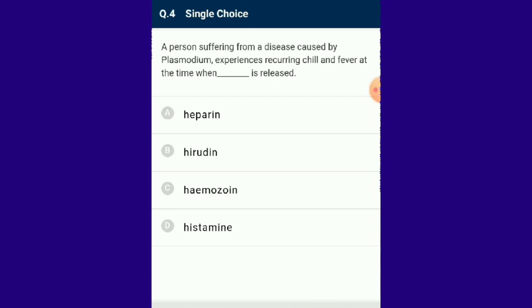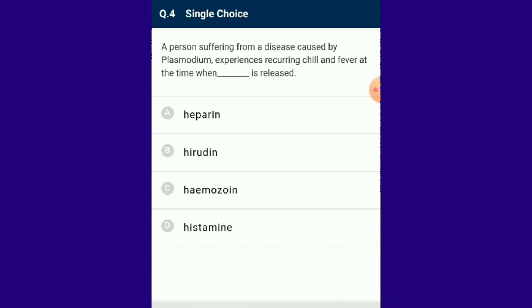Question number 4. A person suffering from a disease caused by Plasmodium experiences recurring chill and fever at the time when DAS is released. Plasmodium is a protozoan which causes malaria in humans. Plasmodium infects the human body as sporozoites, that means the infectious form, through the bite of an infected female Anopheles mosquito, which serves as the vector for the disease.